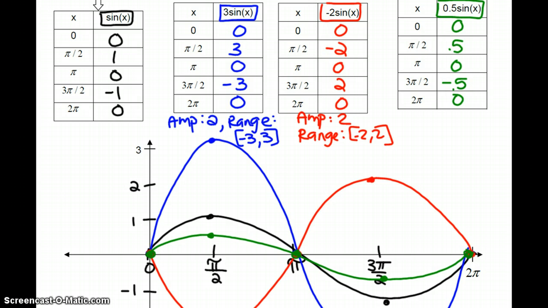You always start with a lower number and end with a higher number. Also, don't go from 2 to -2, start from the bottom, go from -2 to +2. And my green graph, again, domain is still all reals, period is 2 pi. The amplitude is 0.5. The range goes from -0.5 to +0.5, again with brackets. Also notice the amplitude on my red graph is a +2. Always represent your amplitude as a positive number.